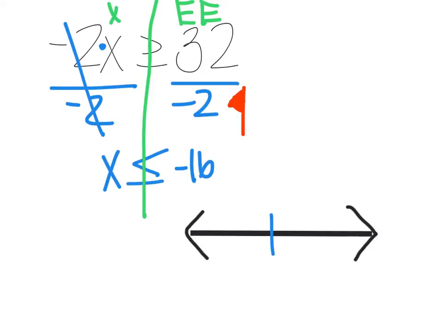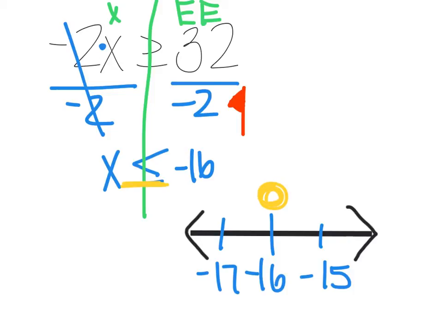So I'm going to go ahead and put negative 16 on my number line. Remember, we're working with negatives, so negative 17 is going to be on the left, and negative 15 is going to be on the right. And this time, because there was this equal to here, that tells us our circle is going to be completely filled in. And then again, just like the other problems, I wanted things that were less than, so I need to move to the left.